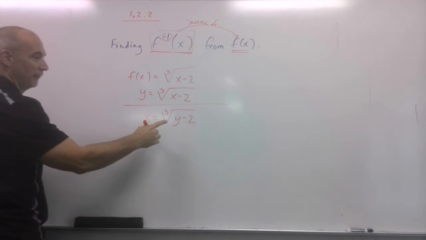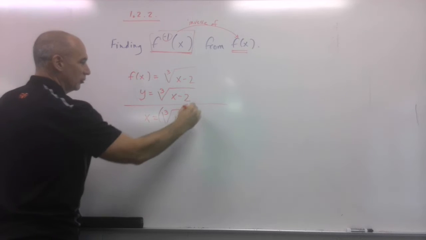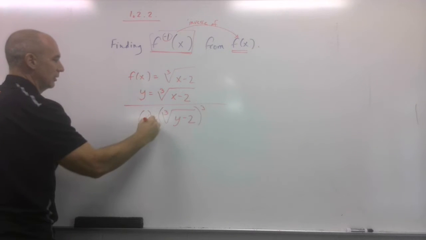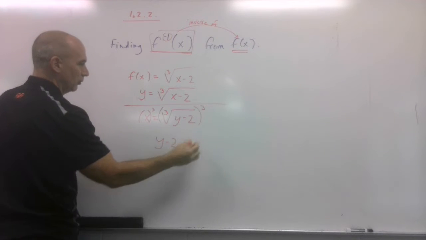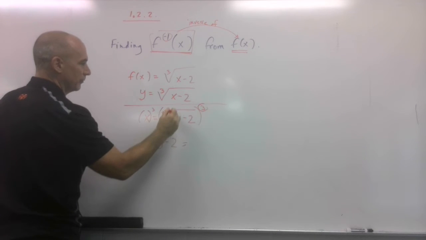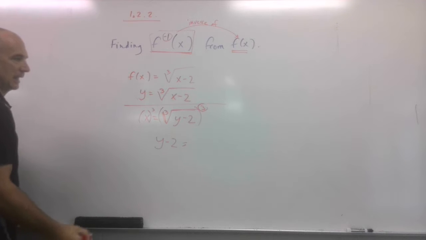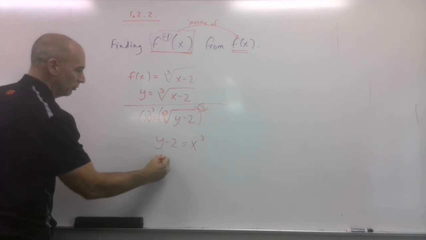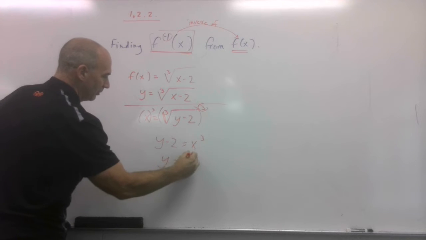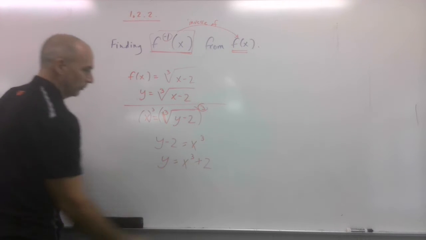And now I gotta solve for y. So I gotta cube this side, cube that side. I'm gonna turn this around. y minus 2, because this absorbs this. And then we get x cubed. Add 2, and I get y as x cubed plus 2.